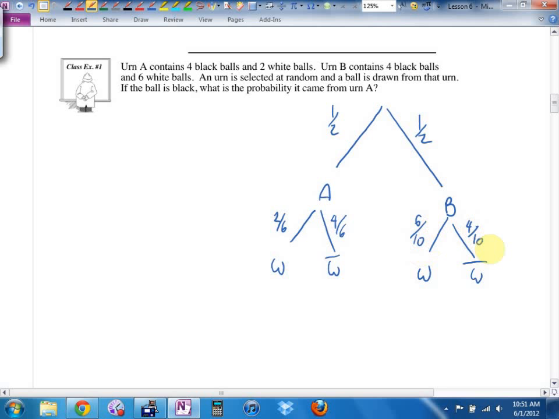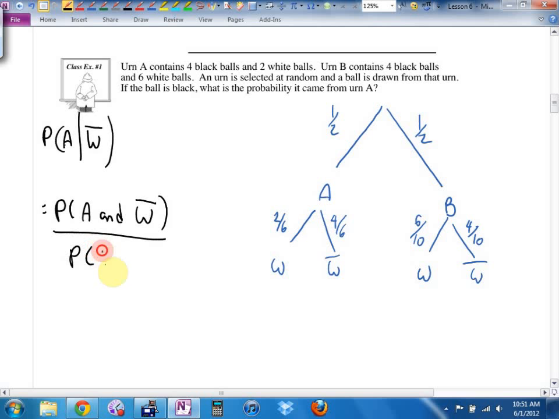Now that I've got my tree, I could ask you all sorts of stuff. I could say, hey, what are the odds of getting a white? Or what are the odds of getting a black? But that's not what this question asked. This question said, given that you didn't get a white, what's the probability that it came from which one, Sabina? A. And I'm going to write that as the probability of A and not white divided by the probability of not white. Good, try this one on your own.